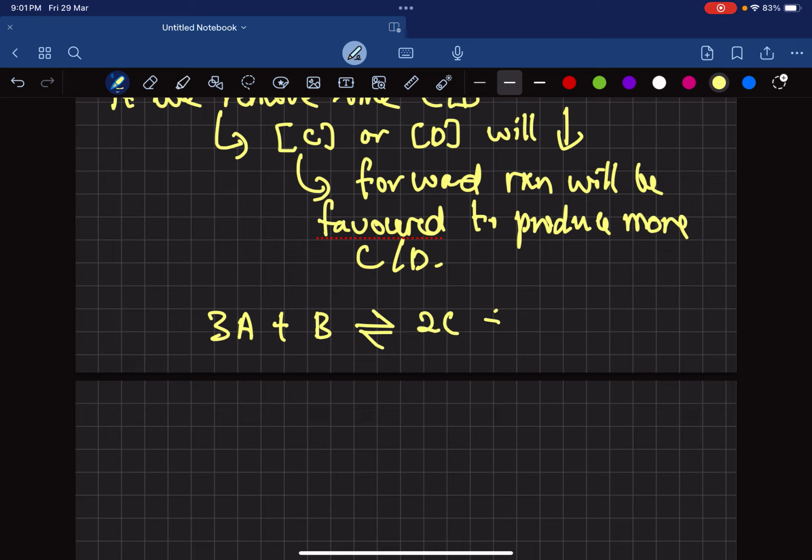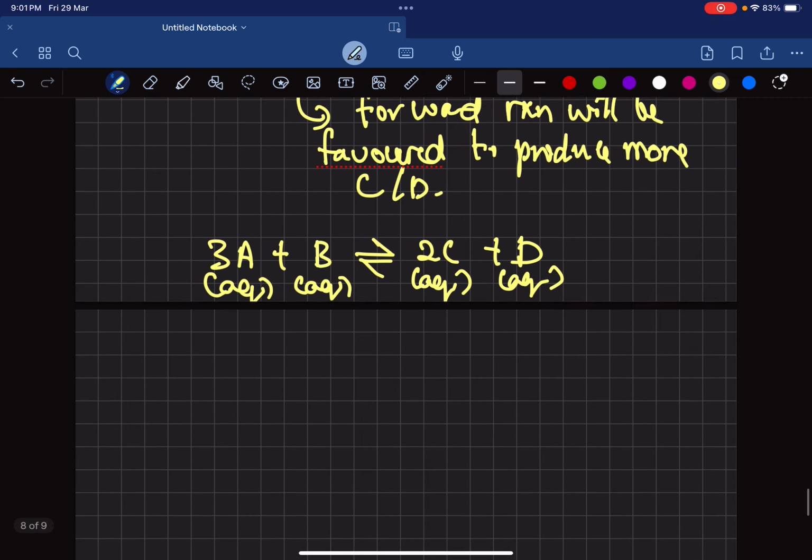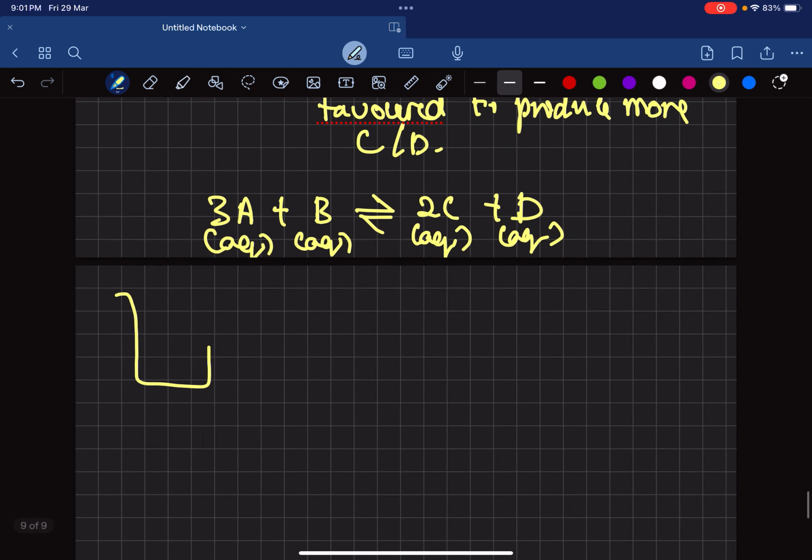2C plus D. Okay, now let's say this reaction was aqueous. So this is a system which is aqueous. Let's say this is the entire system inside of this. So there is A, plus B, and then there is C and D. What we decide to do is we decide to dilute the system.